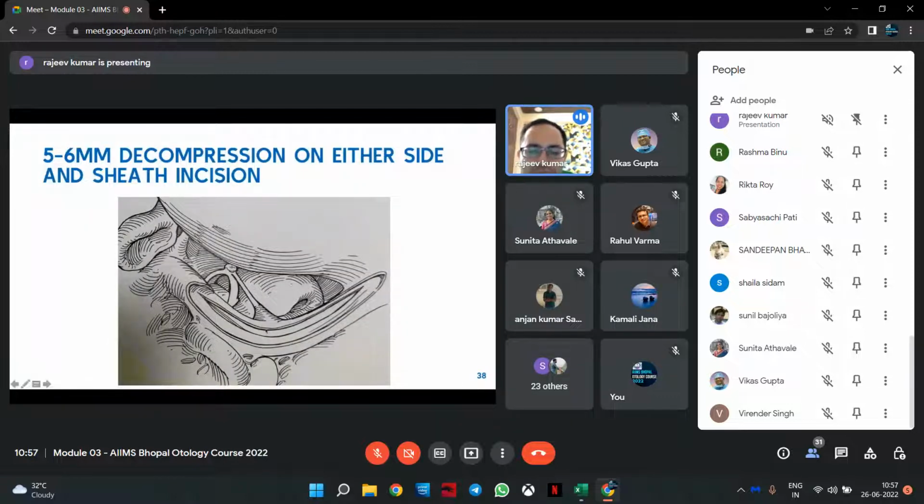So what we have to do is nothing much. We have to just decompress 5 to 6 millimeters on either side of that herniated nerve. And some people like to incise the sheath also, so that the edema will settle, or if there is a hematoma, that will also settle. So very simple, decompress on either side. How much to decompress? We can decompress a maximum of 180 to 270 degrees in this area, and 5 to 6 millimeters on either side of the exposed nerve.